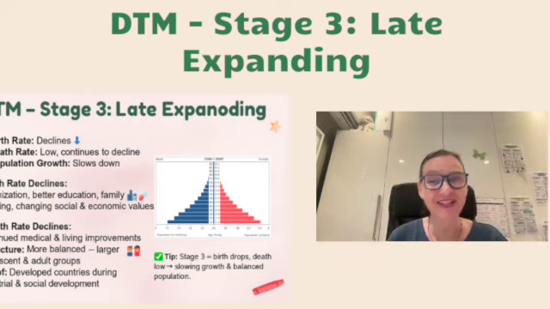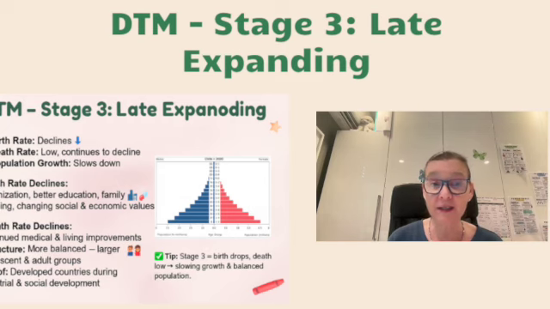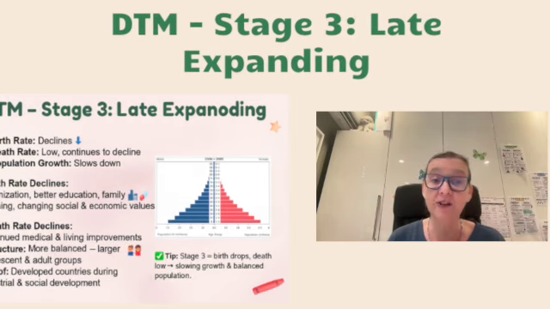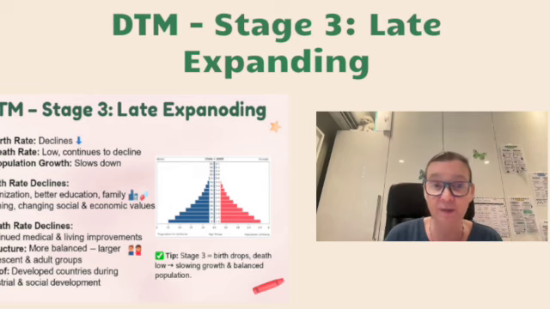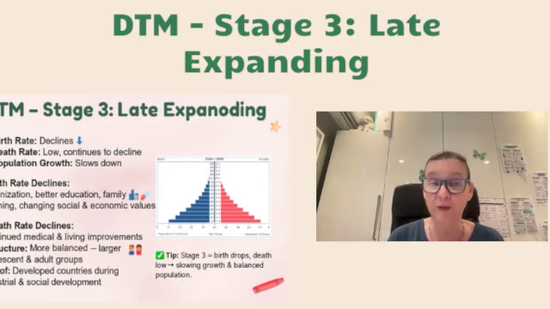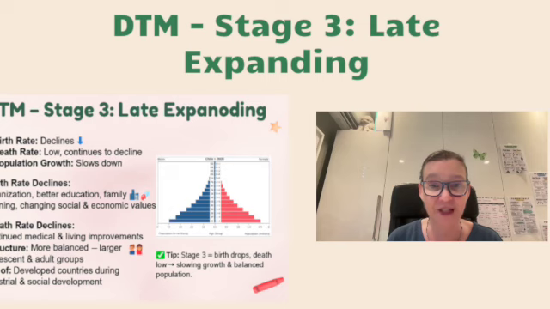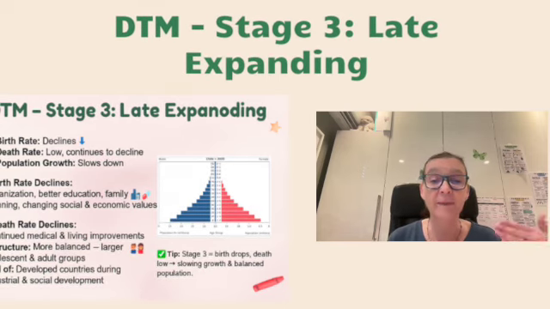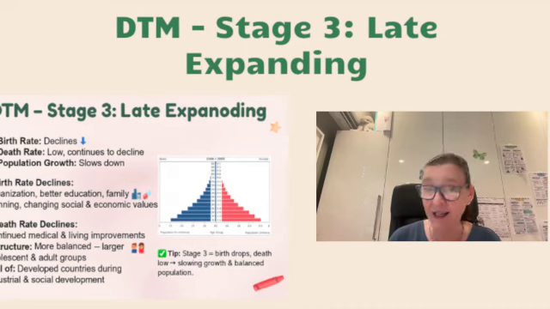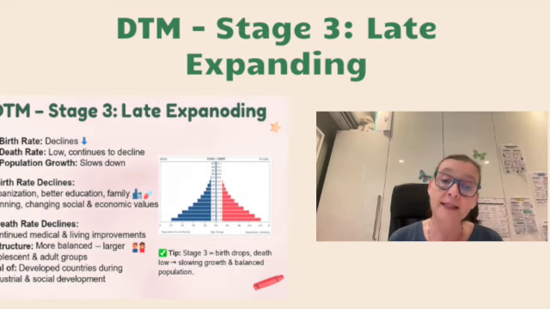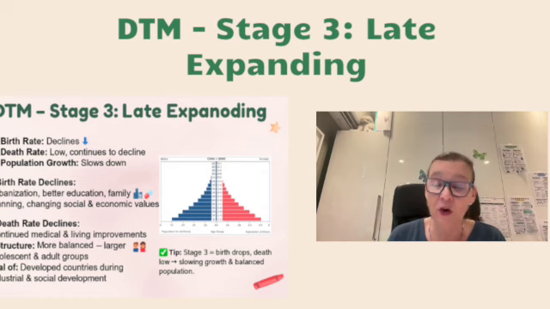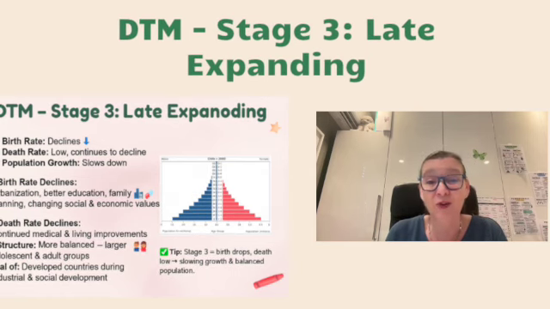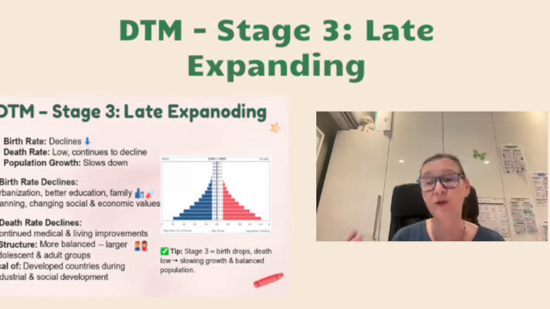Moving on to stage 3 of the demographic transition model, the late expanding stage. At this point, countries are becoming more industrialized and urbanized, and we start to see major changes in population patterns. First, let's look at the birth rate. It declines significantly. Why? As societies modernize, people move to cities, women gain access to education, family planning becomes more common, and in urban settings, children are no longer needed as farm labor, and raising kids becomes much more expensive. So families choose to have fewer children.